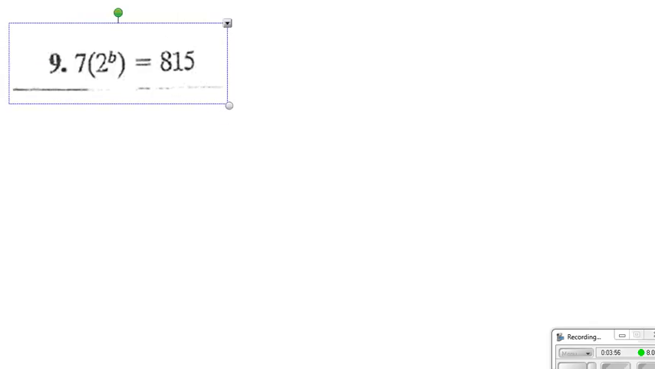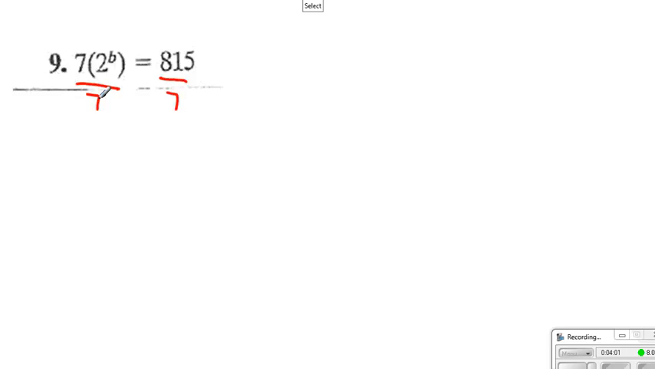All right, number 3. In this particular case, what we have to do is divide by 7 first. Then we end up getting 2 to the b power must be equal to 115. Now, since we are looking for the b value, how can we do this? In fact, if you solve, I'll put this as e to the b power minus 115 equals 0.